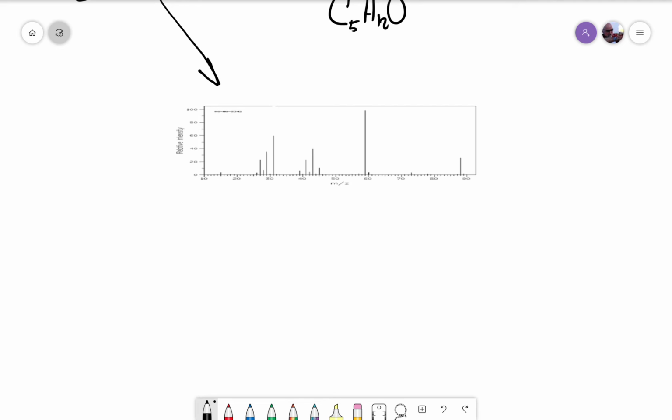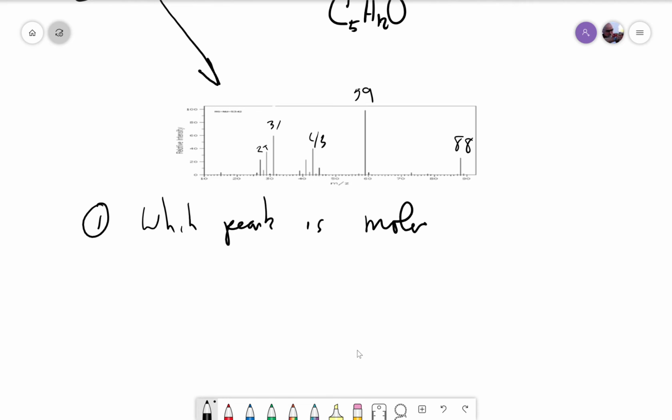If we look at this, we can see that we have a peak at 88, 59, 43, 41, 39, 31, 29, and so on. The first thing we have to do, figure out which peak is the intact molecule or the molecular ion. Identification of the molecular ion is usually pretty simple at a first blush. If we remember that the intact molecule has to be the one that weighs the most.